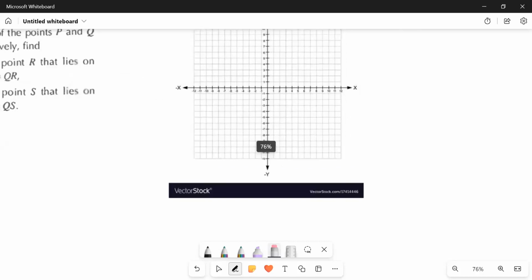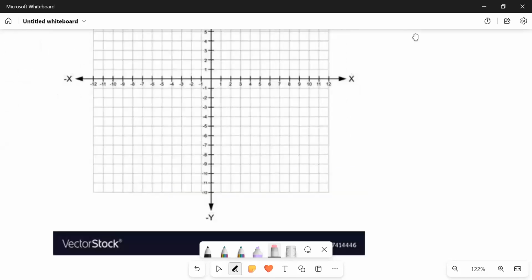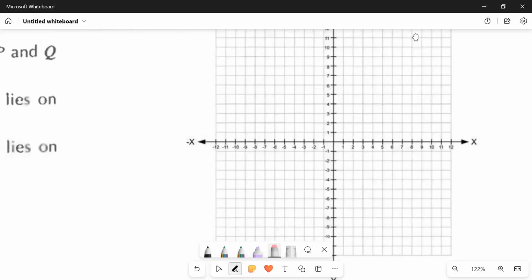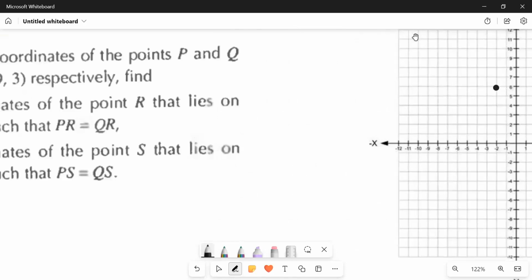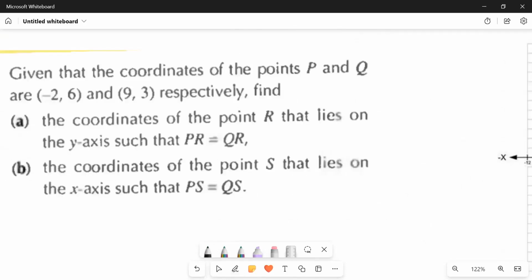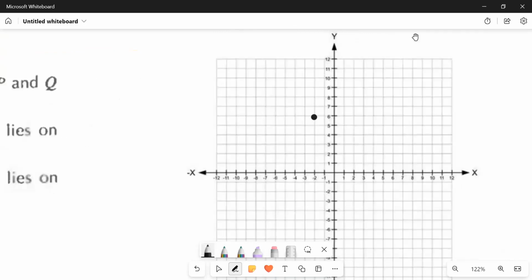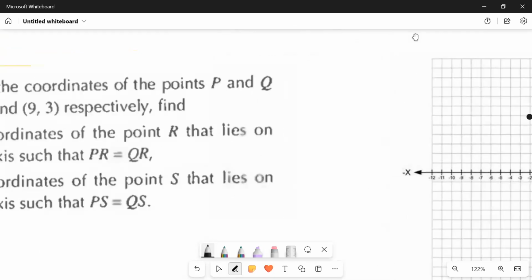Okay, these are the points -2 and 6. So if we are taking -2 and 6, where is -2? This one is -2, and here it is 6. So this point is (-2, 6). And the next point is (9, 3). So 9 is the x-coordinate and y is 3.